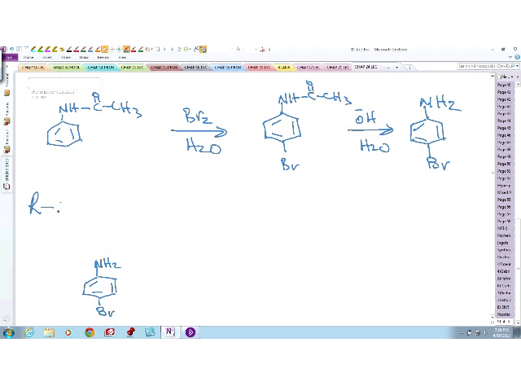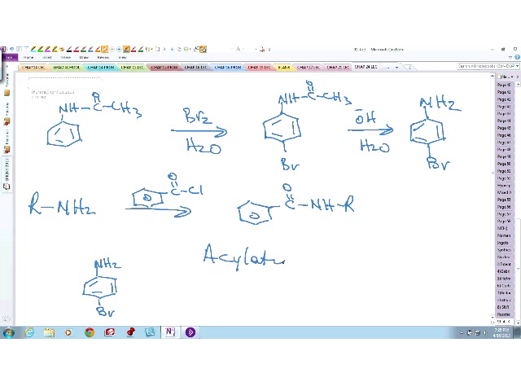Okay? So anyway, this reaction we've given you here is also a general reaction. Acylation is a general reaction of all amines. All amines will undergo acylation with the acid chloride. For example, if you take this benzoyl chloride here and this amine, of course you will get this. So this is a general reaction of amines. Okay? So this is acylation.